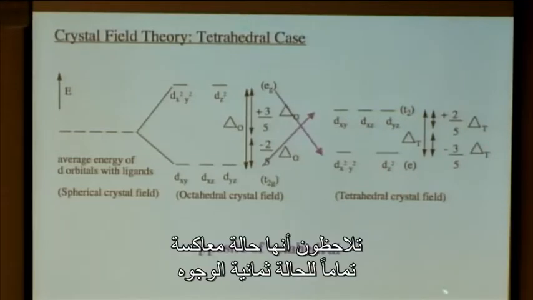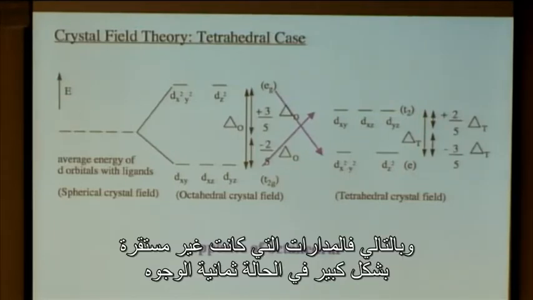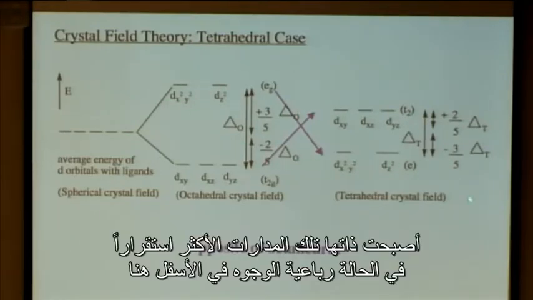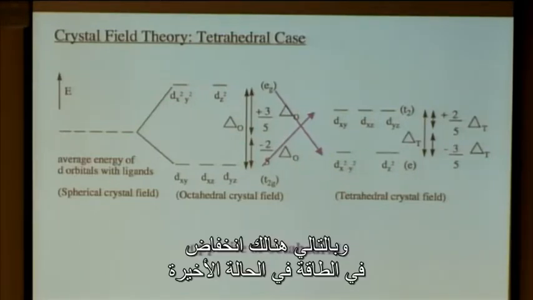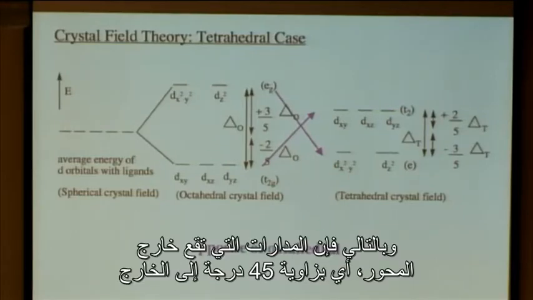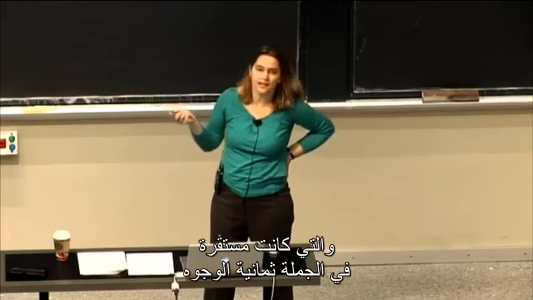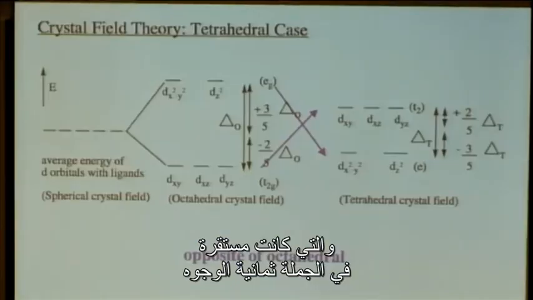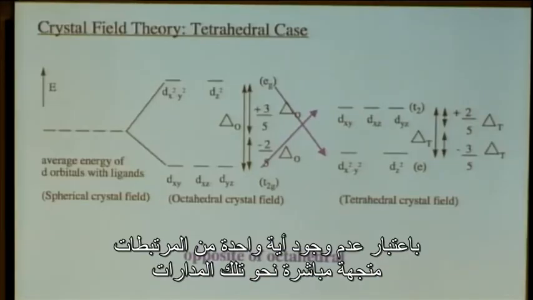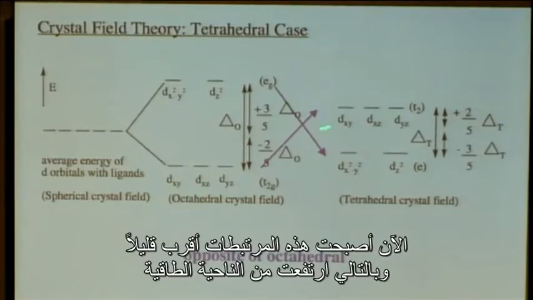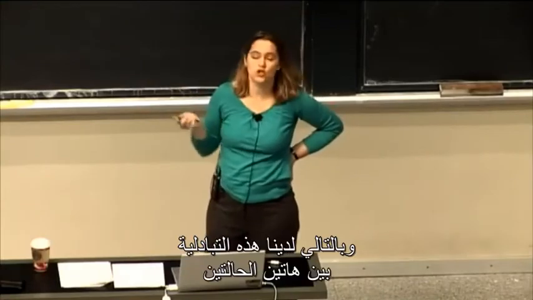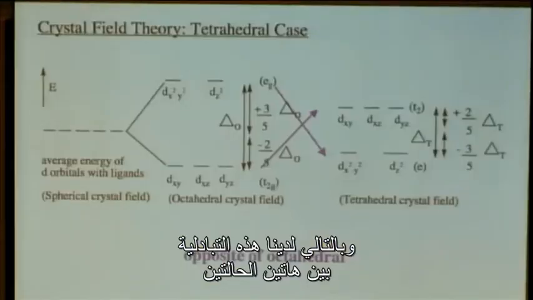You notice it's the opposite of octahedral. So the orbitals that were most destabilized in the octahedral case are now more stabilized down here, so we've moved down in energy. And the orbitals that are off axis, 45 degrees off axis, which were stabilized in the octahedral system because none of the ligands were pointing right toward them, now those ligands are a bit closer, so they jump up in energy. And so we have this swap between the two.